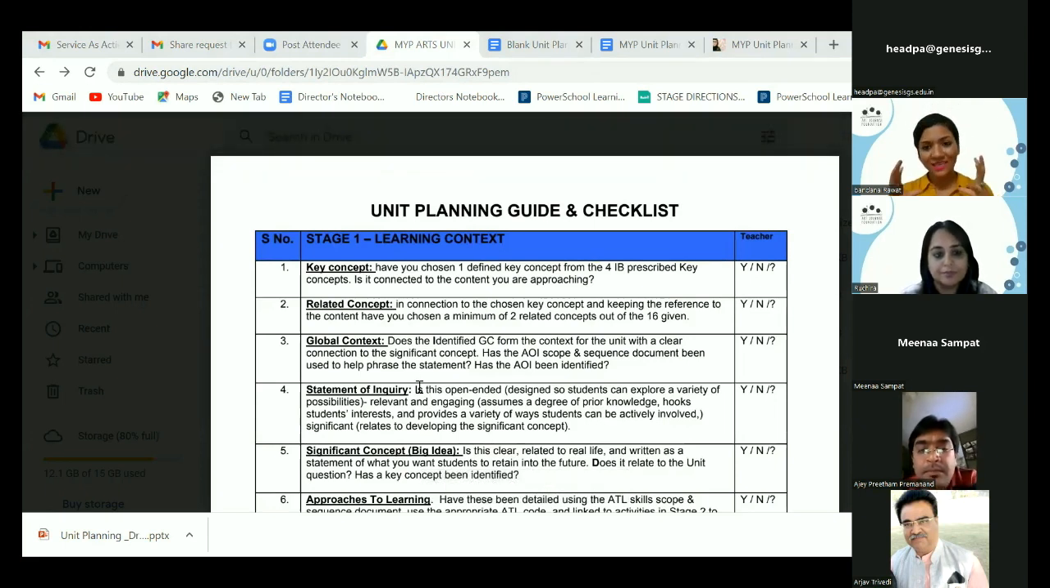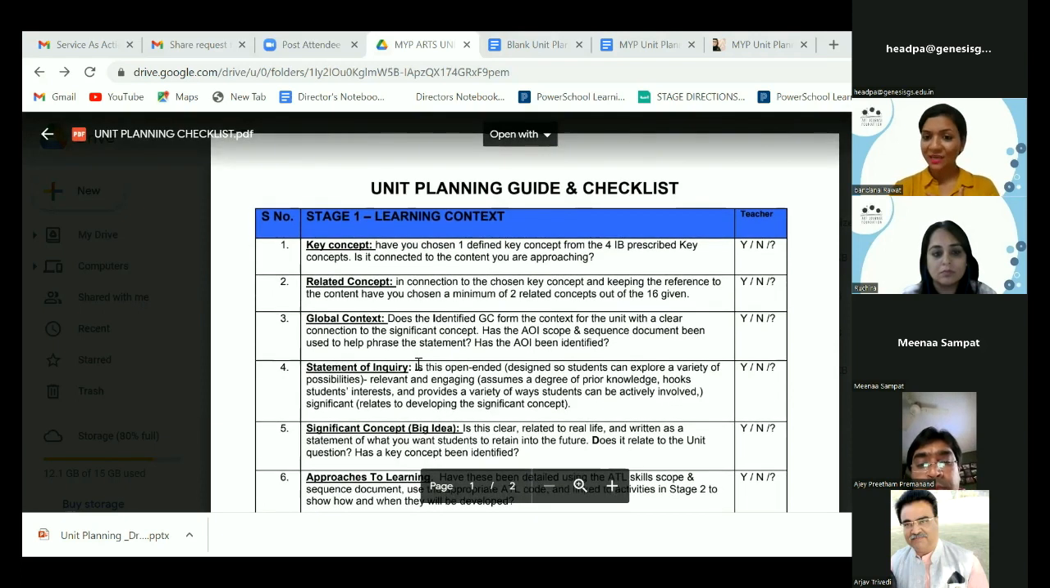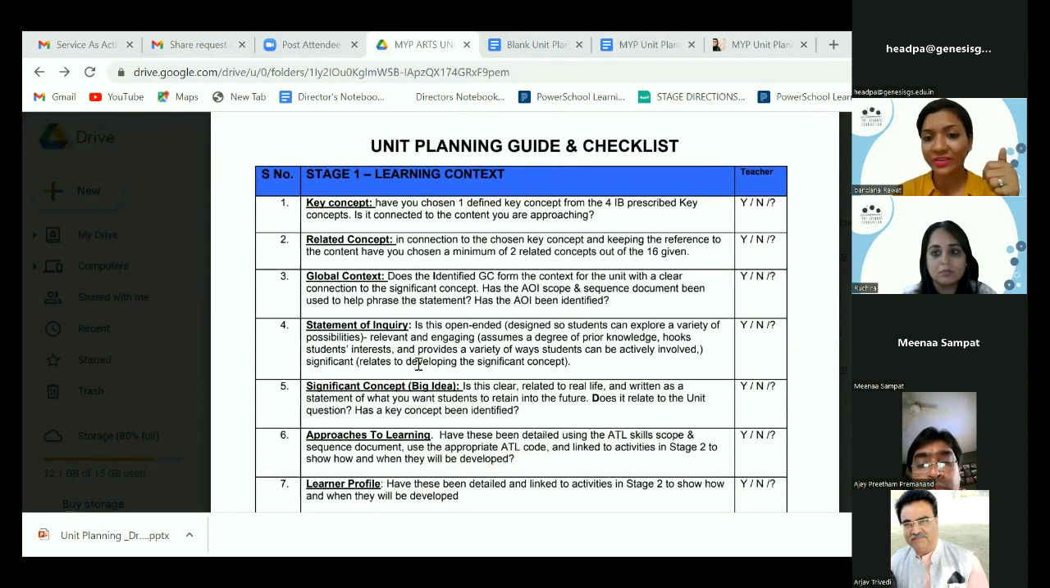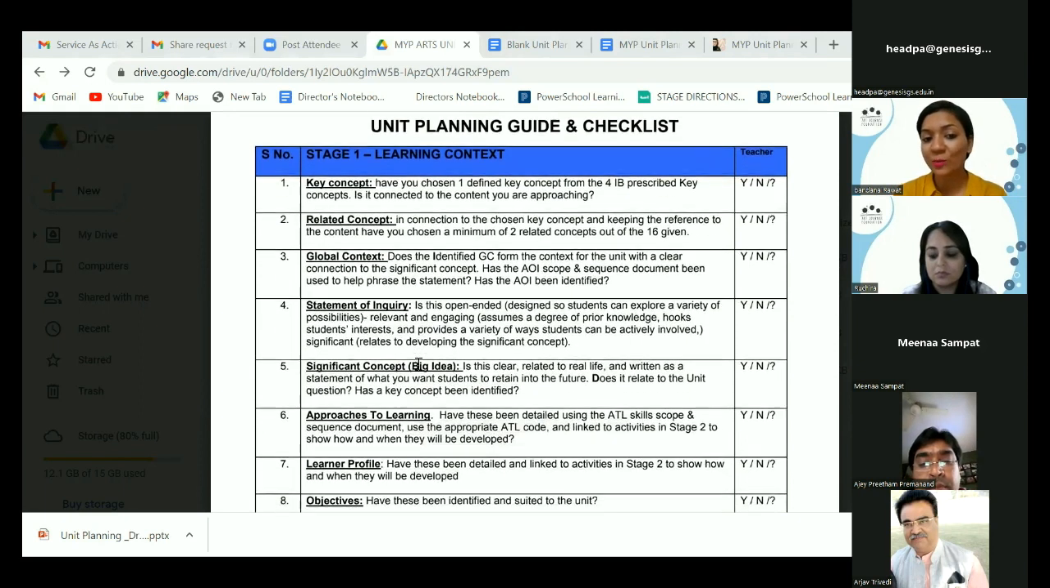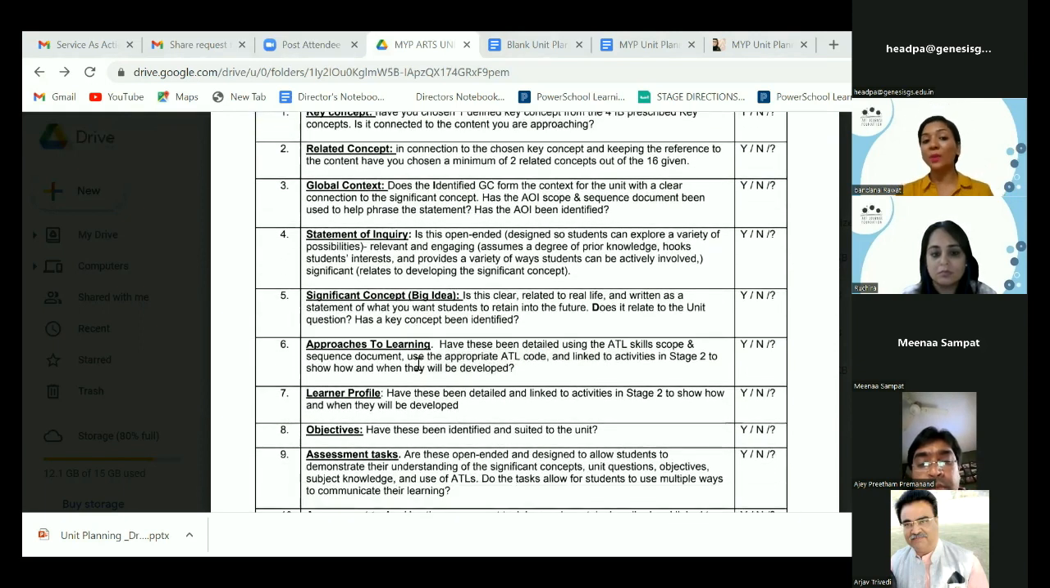Yeah. So this is a checklist. I had this checklist from one of the resources, but then I edited it according to myself. This is a very basic checklist. You can add in as much information as you want. So this becomes easier for me when I plan the unit, whether I've addressed the key concept, related concept, global context, statement of inquiry. Now, when I say significant concept or a big idea, for example, I'm talking about sustainability.